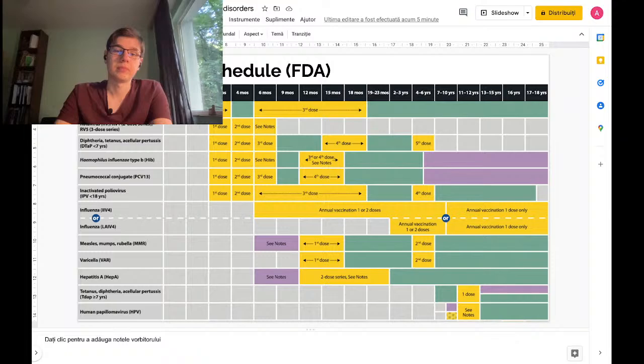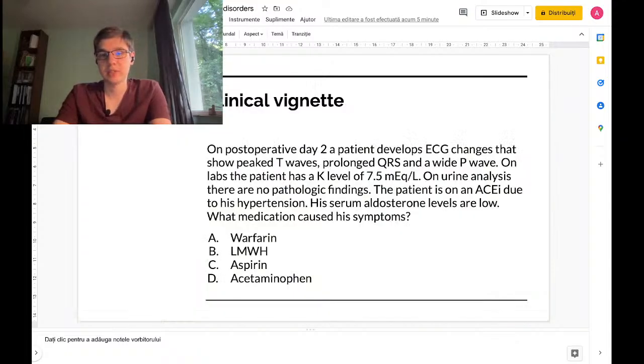Okay. The last clinical vignette of the day. On post-operative day 2, a patient develops EKG changes that show peaked T waves, prolonged QRSs, and wide P waves. On labs, the patient has a potassium level of 7.5 milliequivalents per liter. On urine analysis, there are no pathologic findings. The patient is on an ACE inhibitor due to his hypertension.